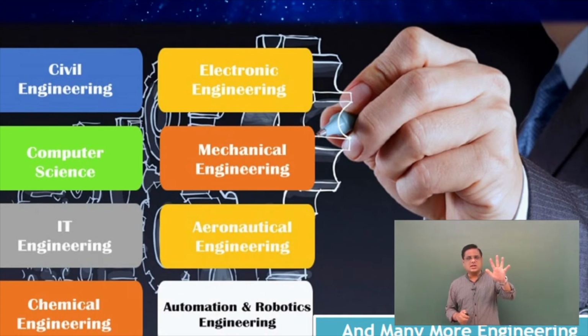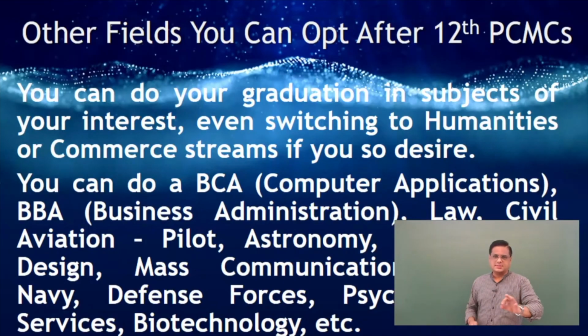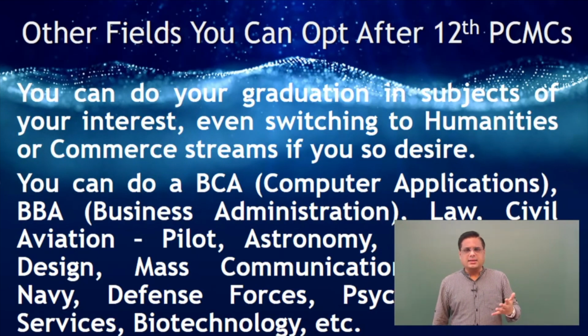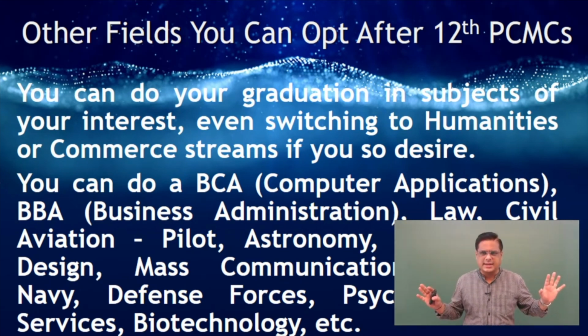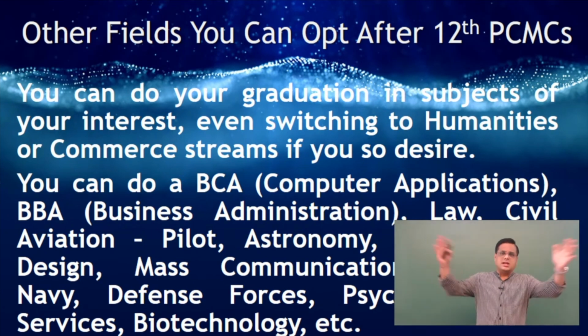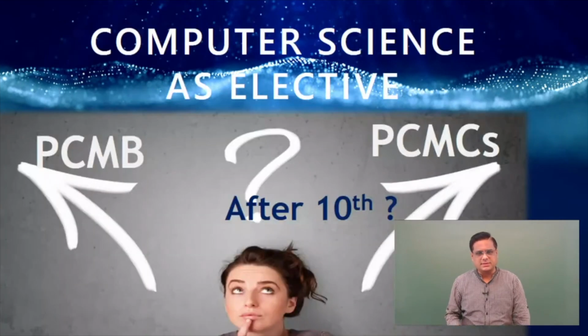So once you complete your PUC and join engineering, whichever engineering field you choose, you will come across computer science. But what if you want to go for a field other than engineering? There are lots of other fields. You can do a BCA, join the BBM, or do law, civil, aviation, astronomy, architecture, mass media communication. So many fields are there, as you can see on this slide. Learning PCMCS will still keep a lot of options open, friends.